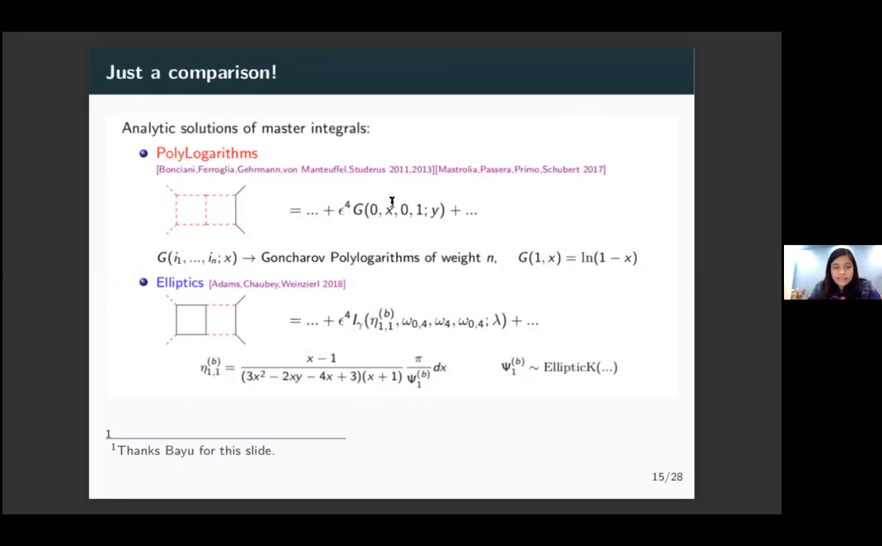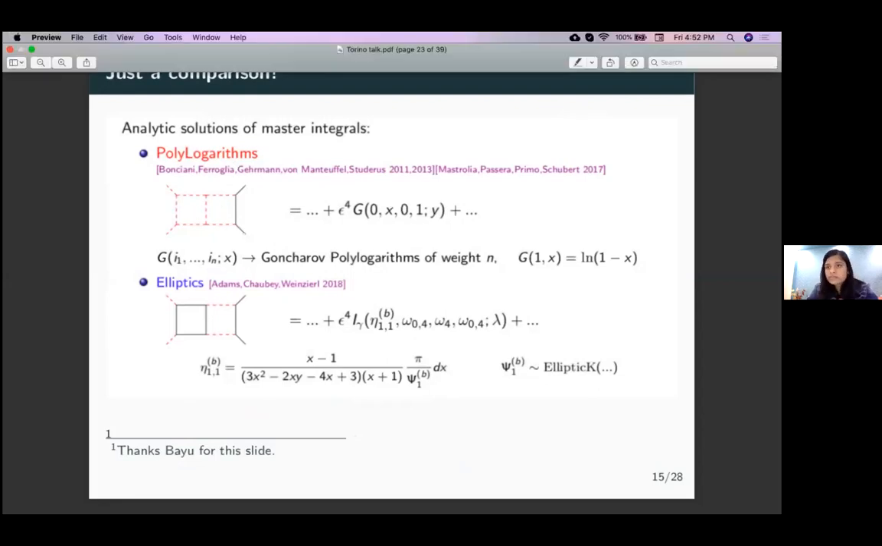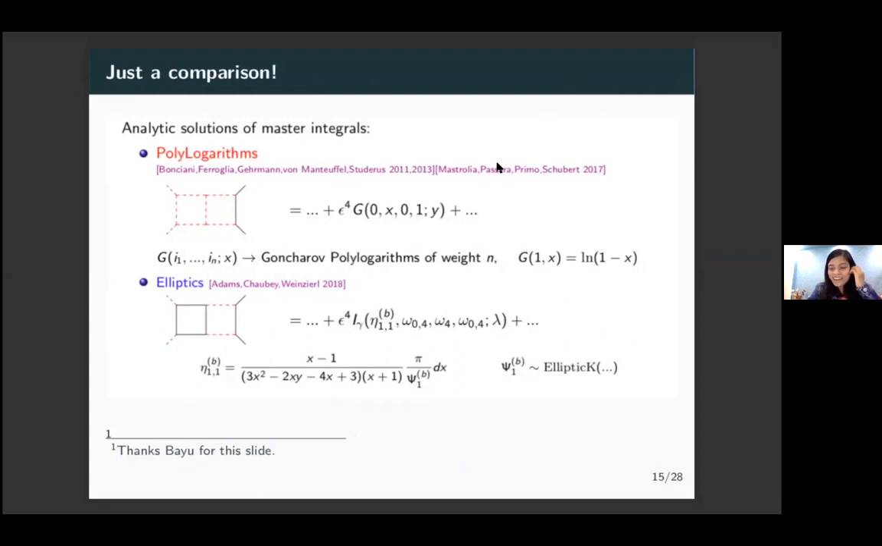So just as a comparison, if I take both of these topologies, one without the internal masses and one with the internal masses, this was computed by this group of people. They showed that it is computed just in terms of Goncharov logarithms, where for example G1(x) is just the logarithm of 1 minus x. As I said, these are very related to the logarithms.